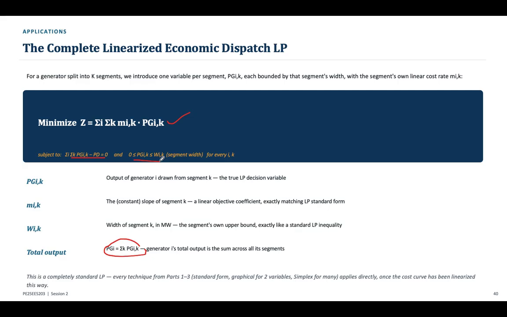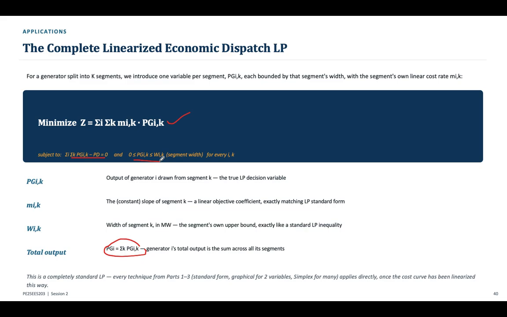See what has happened: the original quadratic cost has disappeared from the linear programming formulation. It has been replaced by several linear segment variables and their associated constant cost rates. At this point, the problem is a completely standard linear program. The same formulation principle, graphical ideas, simplex logic, and duality concepts that we studied earlier now apply directly to a power system problem.